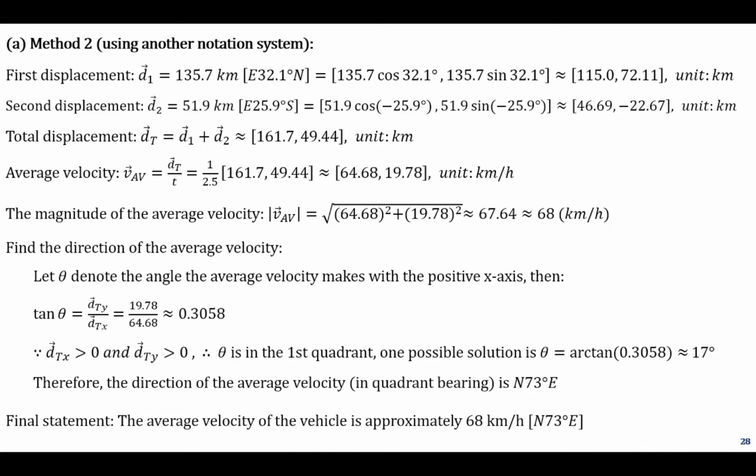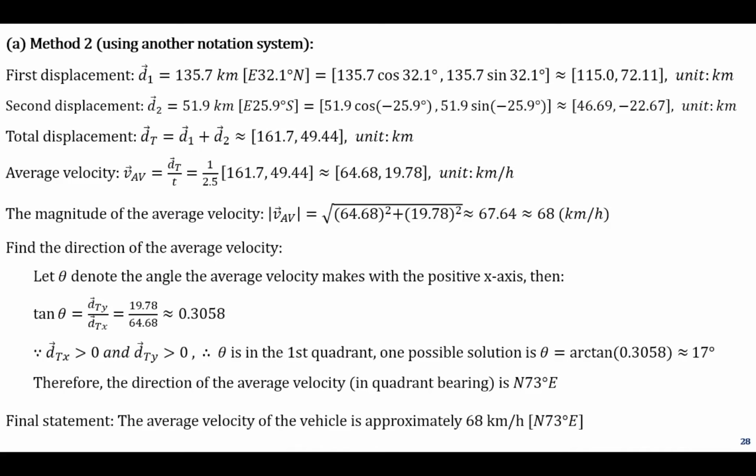Again, the unit is kilometers. So the negative symbol here indicates the y component of the second displacement is in the negative direction in the vertical axis, which means due south, right? Okay, so if you have resolved delta D1 and D2 into x and y directions, then the total displacement, which is denoted by dt, is given by D1 plus D2, right?